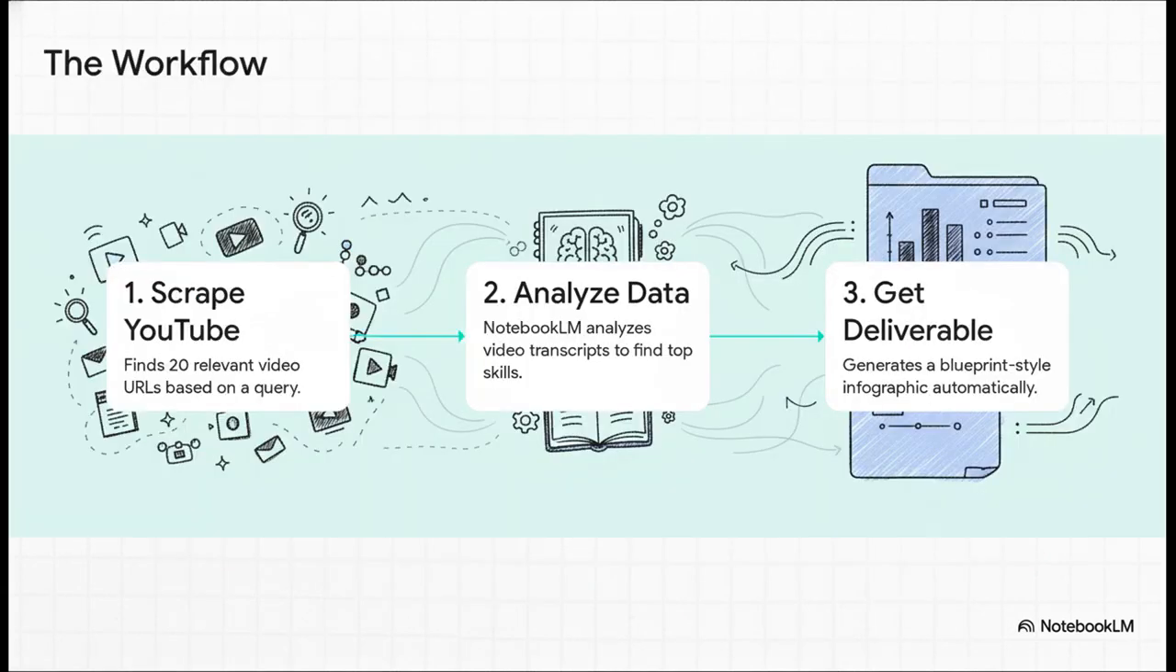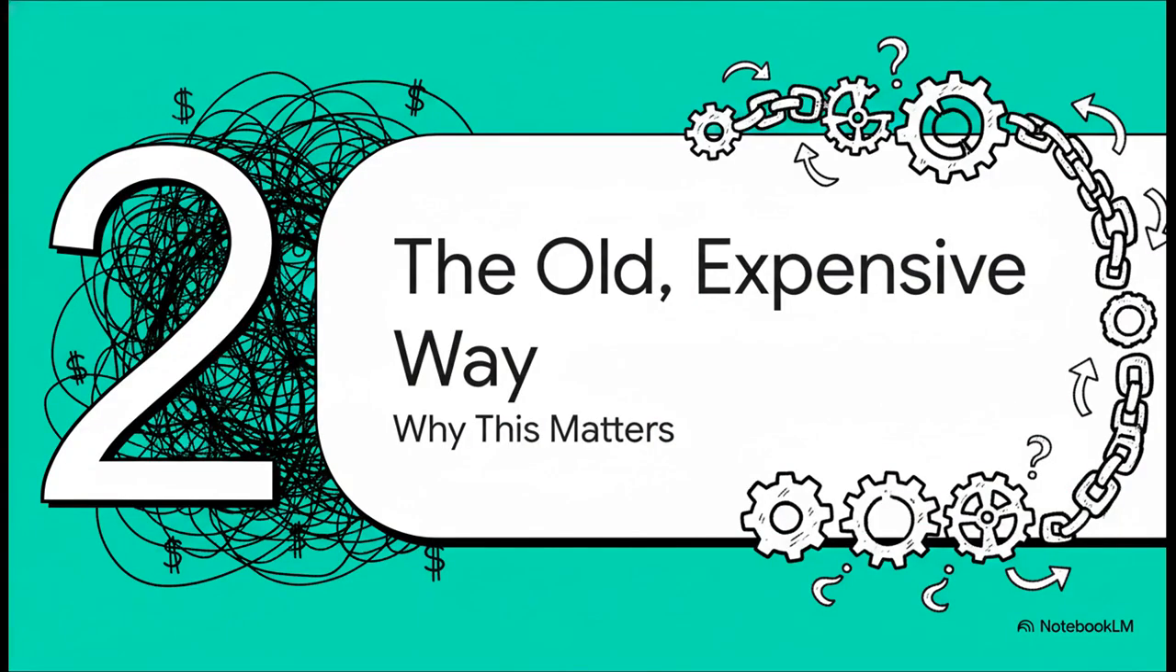And here is the result. It's awesome. The system went out, found 20 relevant videos, NotebookLM analyzed every single transcript, identified the top 5 skills that were mentioned across all of them, and then boom, it automatically generated this really cool blueprint-style infographic, all from that one command. Now, that's a pretty impressive result, right?